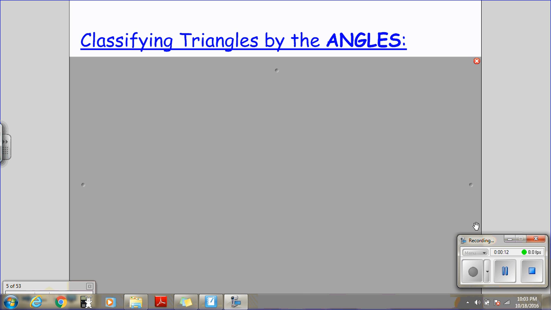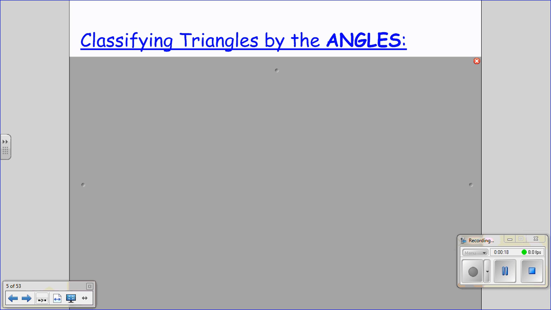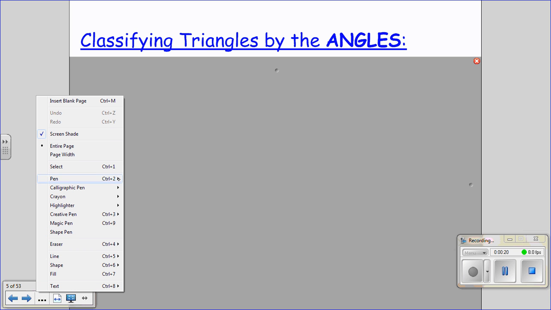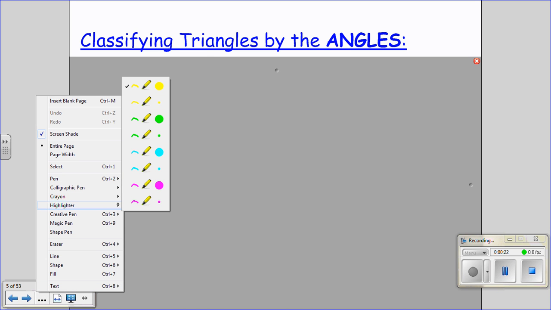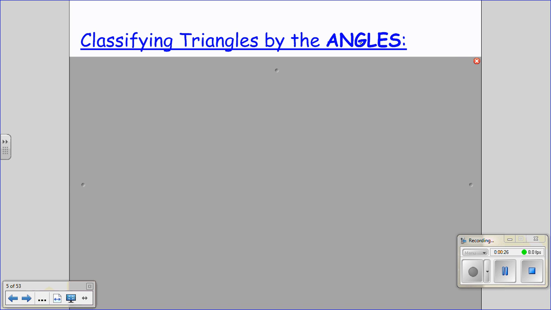When you classify triangles by the angles, there are 4 different possible classifications, and you should be familiar with them because you talked about them in middle school. So the first 4 terms we're going to discuss today should be familiar to you. And this is how, again, we're going to classify triangles by angles.